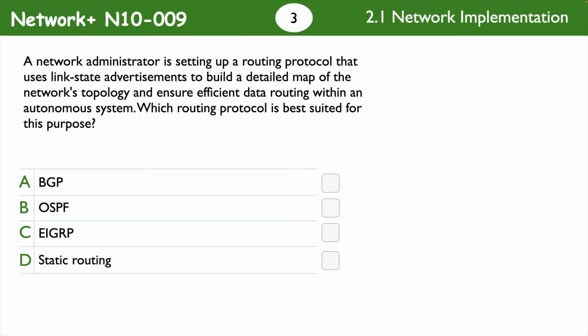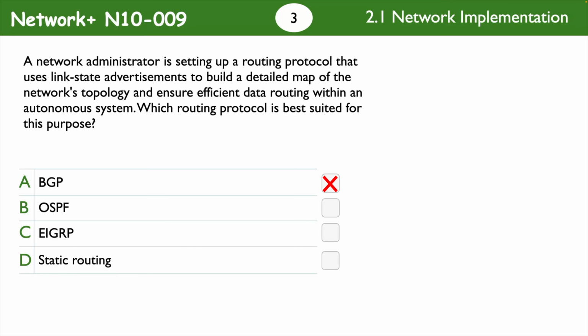And we can start by ruling out A, BGP, which is a Border Gateway Protocol that is used for routing between autonomous systems, particularly for internet scale networks. However, it does not rely on link state advertisements and focuses on path vector routing instead.